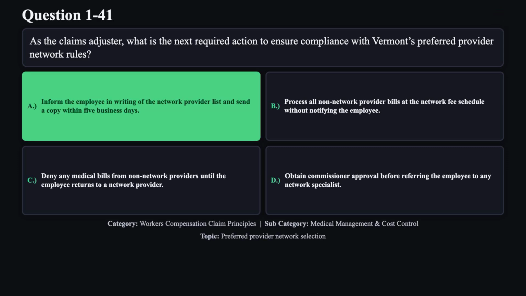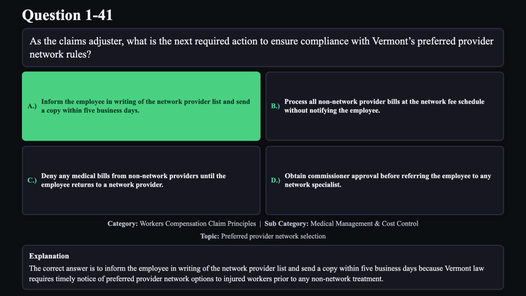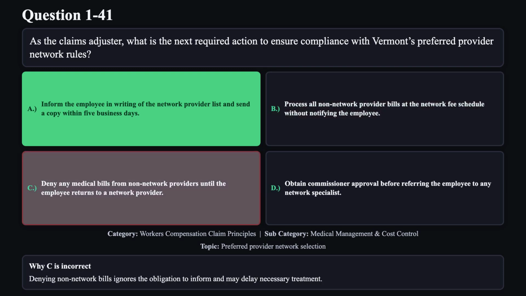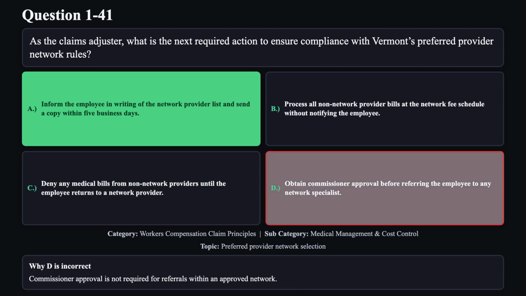The correct answer is A. The correct answer is to inform the employee in writing of the network provider list and send a copy within 5 business days, because Vermont law requires timely notice of preferred provider network options to injured workers prior to any non-network treatment. Reason B is not correct. Processing non-network bills at the network rate without notifying the employee fails to meet the statutory notice requirement. Reason C is not correct. Denying non-network bills ignores the obligation to inform and may delay necessary treatment. Reason D is not correct. Commissioner approval is not required for referrals within an approved network.